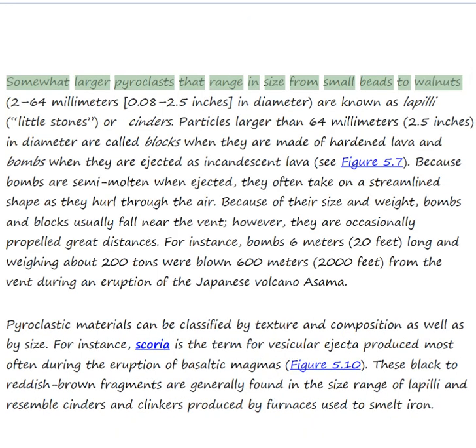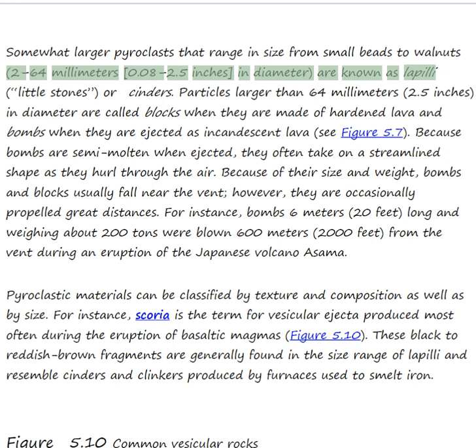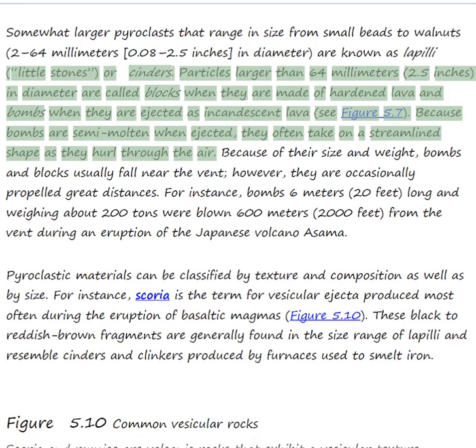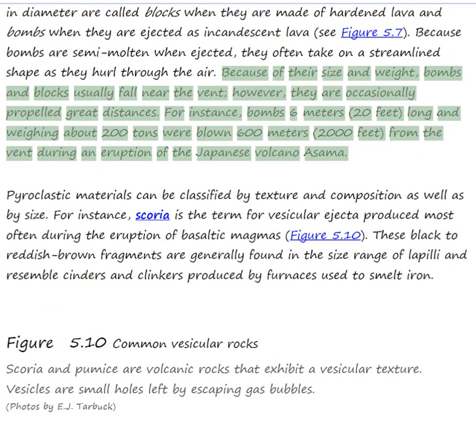Somewhat larger pyroclasts that range in size from small beads to walnuts are known as lapilli, or cinders. Particles larger than 64 millimeters in diameter are called blocks when they are made of hardened lava, and bombs when they are ejected as incandescent lava. Because bombs are semi-molten when ejected, they often take on a streamlined shape as they hurl through the air. Because of their size and weight, bombs and blocks usually fall near the vent. However, they are occasionally propelled great distances. For instance, bombs 6 meters long and weighing about 200 tons were blown 600 meters from the vent during an eruption of the Japanese volcano Osama.